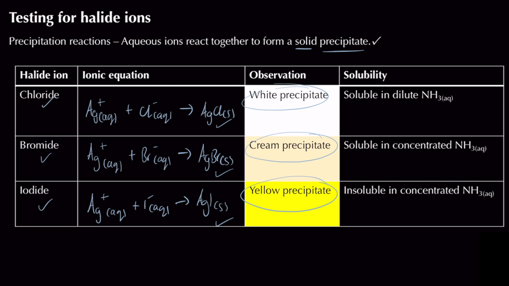Now again, remember we mentioned, how do I tell the difference if I've got silver chloride or bromide? Well, I add some dilute ammonia solution, and if I've got silver chloride, the precipitate would dissolve. If I have silver bromide, it won't dissolve. What about testing the difference between silver bromide and iodide, because they can look very similar? Well, we would add some concentrated ammonia solution, and our silver bromide precipitate would dissolve, and our silver iodide precipitate would not dissolve. It's going to be insoluble.